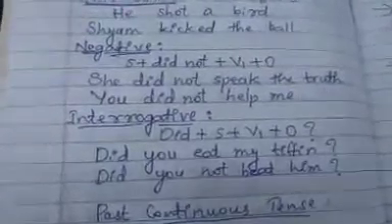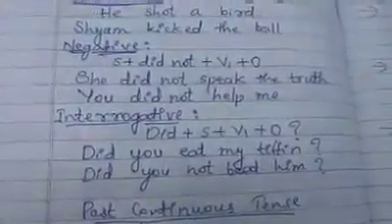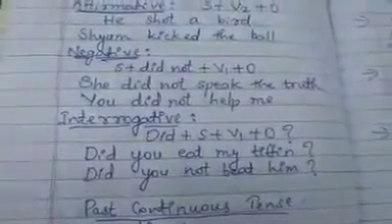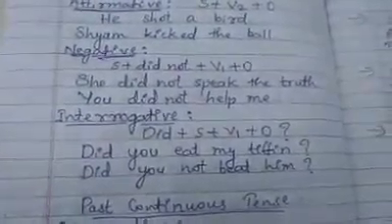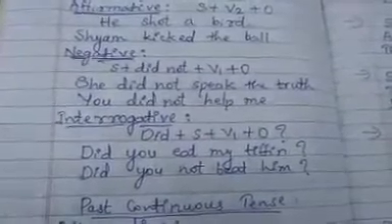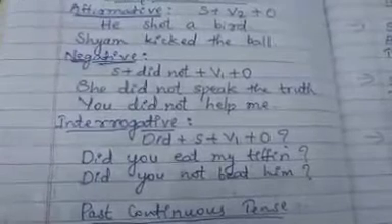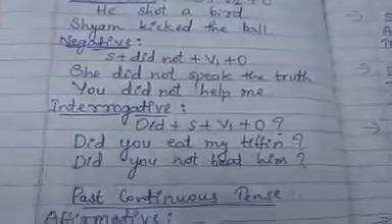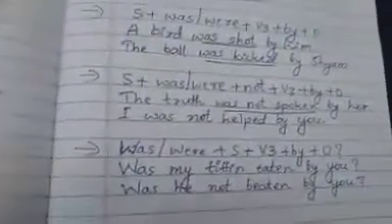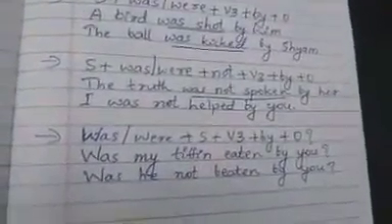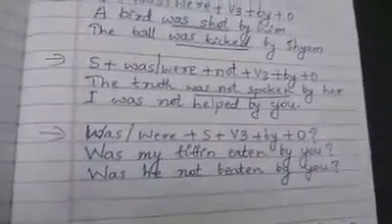Next, negative sentence. She did not speak the truth. The sentence is in negative of simple past tense in active voice, right? Subject plus did not plus V1 plus object. How to change into passive voice? The truth was not spoken by her.